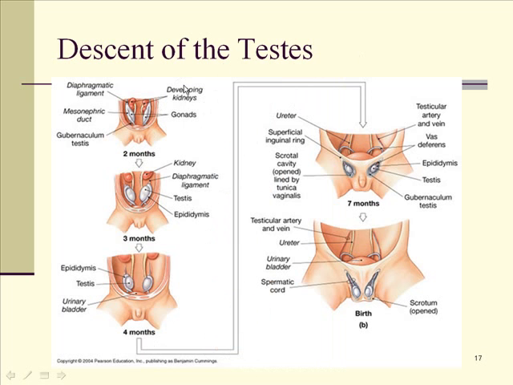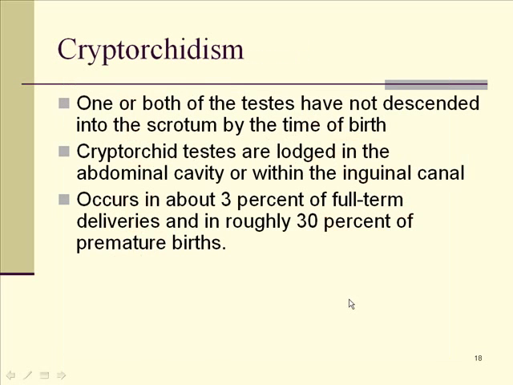This is a much better picture, again demonstrating the position of the gonads and the gubernaculum testis, where hormone secretion will stimulate the migration of the testicles. Again, they will pass down the abdominal wall to a lower position, and then at about the 7th month you can see that they're in the inguinal canal, and then by birth they should have descended into the scrotum. Now, one or both testicles that have not descended into the scrotum by the time of birth is referred to as a cryptorchid testis. Basically, that testicle is lodged in the abdominal cavity.